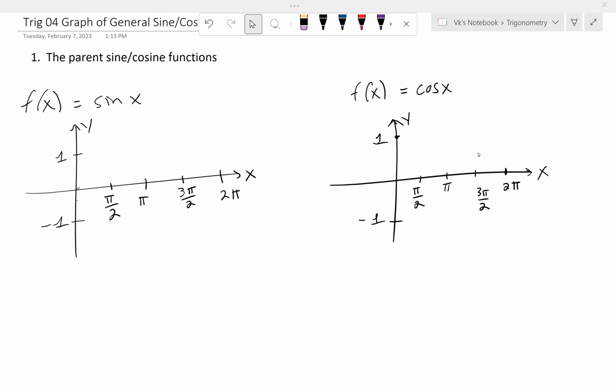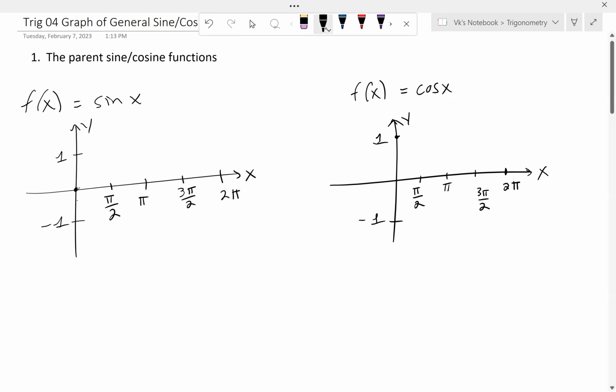Today we explore lesson 4, graph of general sine cosine function. Number 1, the parent sine cosine functions. The parent function is the simplest function. So for sine, the parent function is f(x) = sin x. And we can graph it using 5 points.